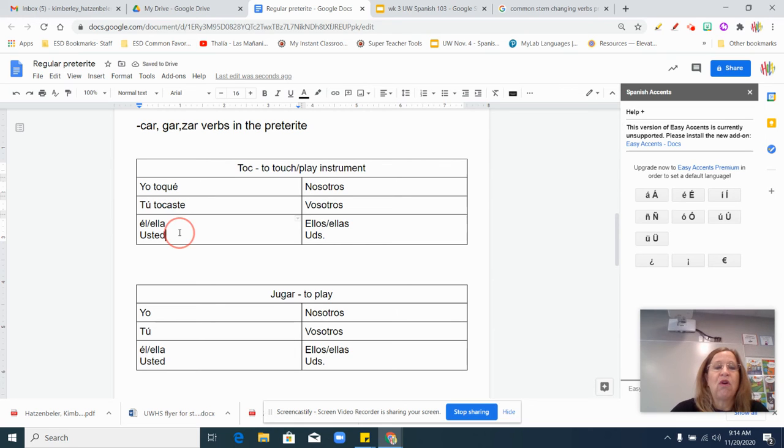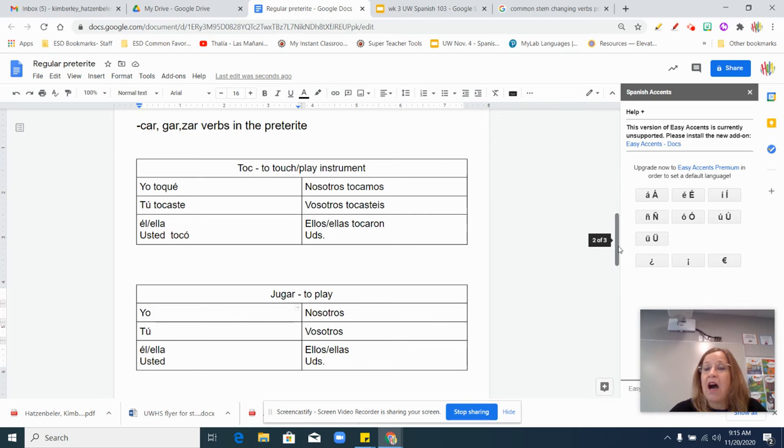Tocaste, tocó, accent on the O, tocamos, tocasteis, tocaron. They touched or played. So toqué is where the yo form has the spelling change.